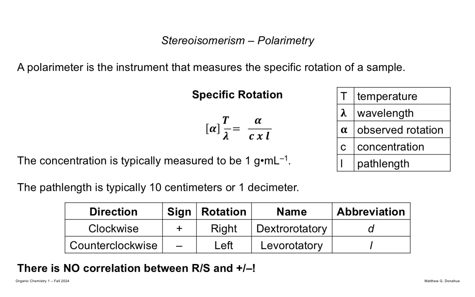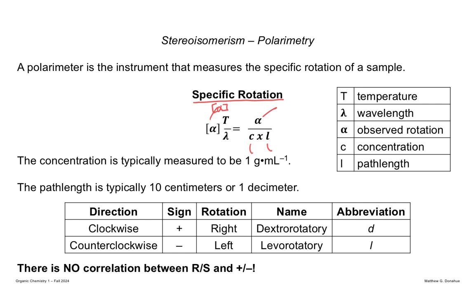So the equation that's used is this alpha value in square brackets. The square bracket here does not mean molarity. It just means that your observed rotation of alpha has now been normalized according to the concentration C times the path length, which is typically 10 centimeters.